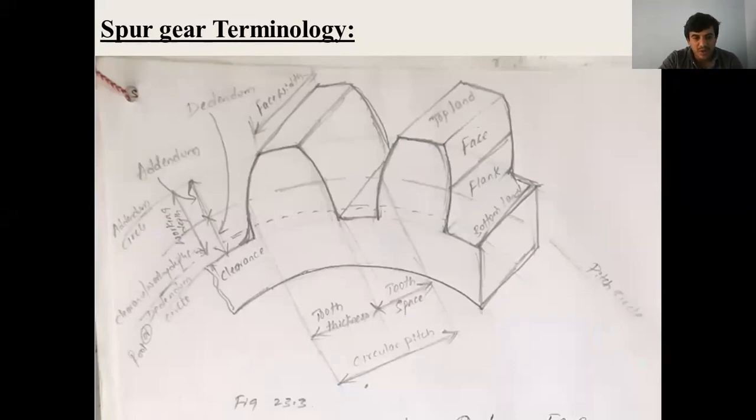And one more very important terminology is the module. The pitch circle is represented as small d, and the module is the distance along the pitch circle taken by a tooth. If two gears mesh with each other, the module of those two gears is the same. The module is defined as d by z. Remember these formulas. These are basic formulas. You already know that, we will just revise it, right?